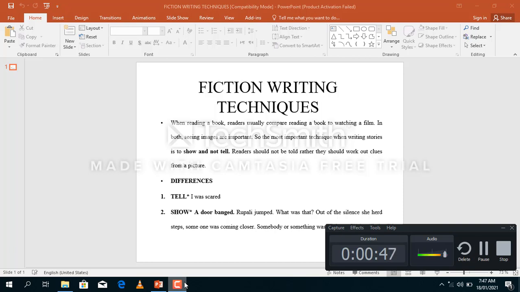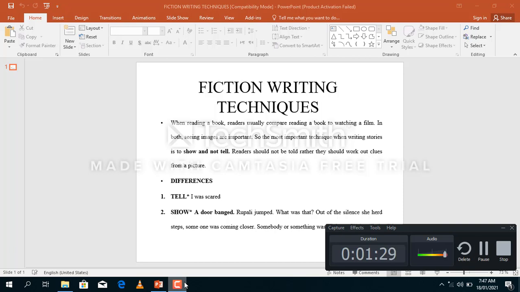Now, when you're writing fiction, there are a number of techniques which you are supposed to consider. One way of writing fiction is by showing, not telling. What do I mean when I say showing, not telling? You should go to the Cambridge English Learner's Book, page 86, where there are fiction writing techniques. I'll start by reading what they say.